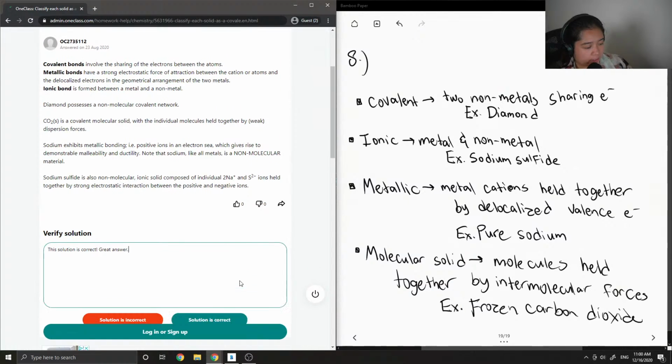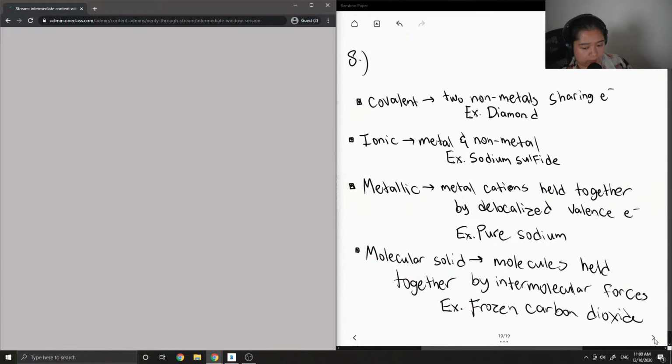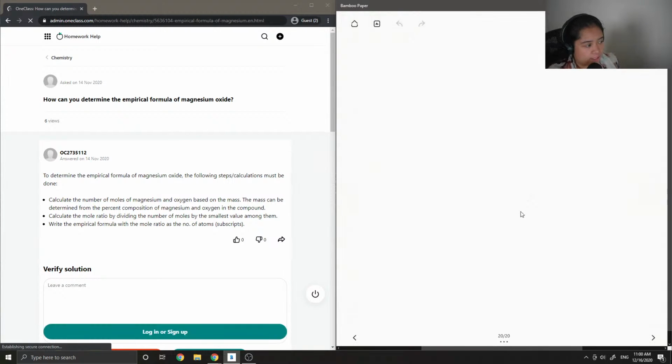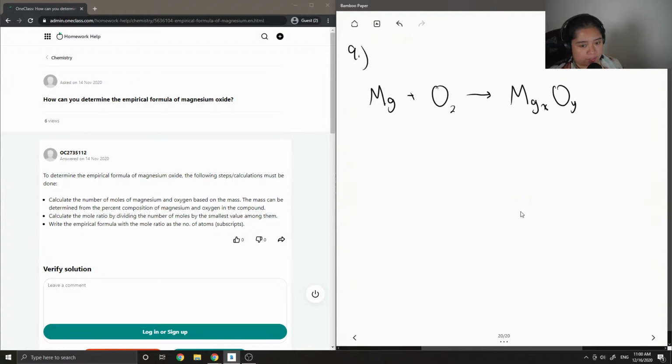And I think we have time for one more question. Question 9. How can you determine the empirical formula of magnesium oxide? So generally, to make magnesium oxide, we have magnesium plus oxygen makes magnesium oxide. So since we don't know the empirical formula, I'm just going to put MgXOY.